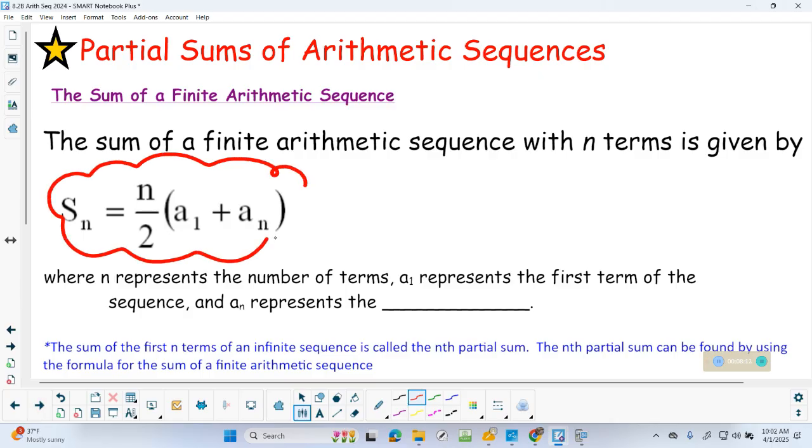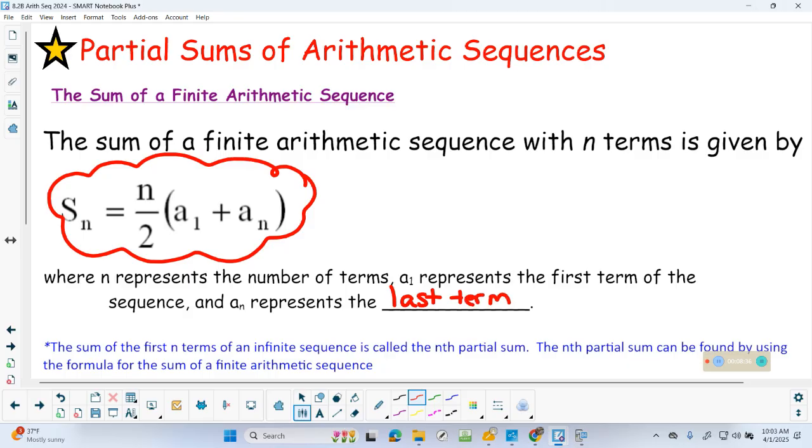Now this is on your formula sheet, okay? So just to explain what all this crazy notation means, clearly S is for the sum. N is the number of terms you're doing the sum of. So if I ask you for the sum of the first 50 terms, 50 over 2. A1 is the first term. We always know that. AN is the last term.